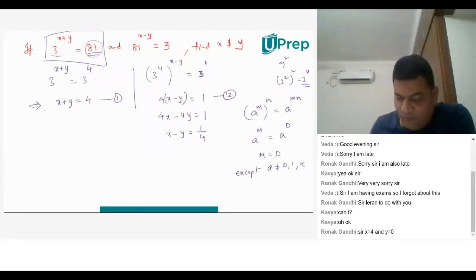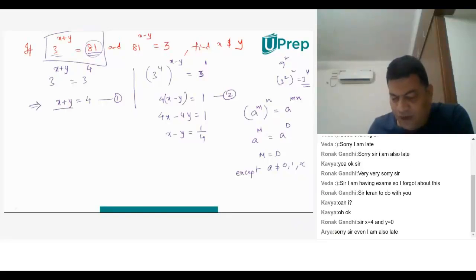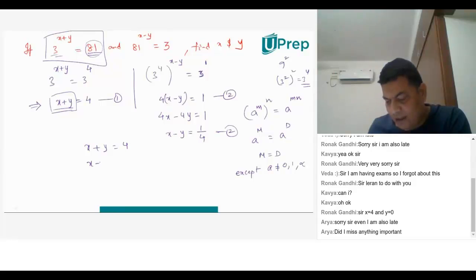What after that? Very simple. I know x plus y is 4. x minus y is 1 by 4. So this is the first equation. This is the second equation. Just add them up. x plus y is equal to 4, and x minus y is equal to 1 by 4. On the left hand side, x plus x will be 2x, plus y minus y will get cancelled. That should be equal to 4 plus 1 by 4 on the right hand side.